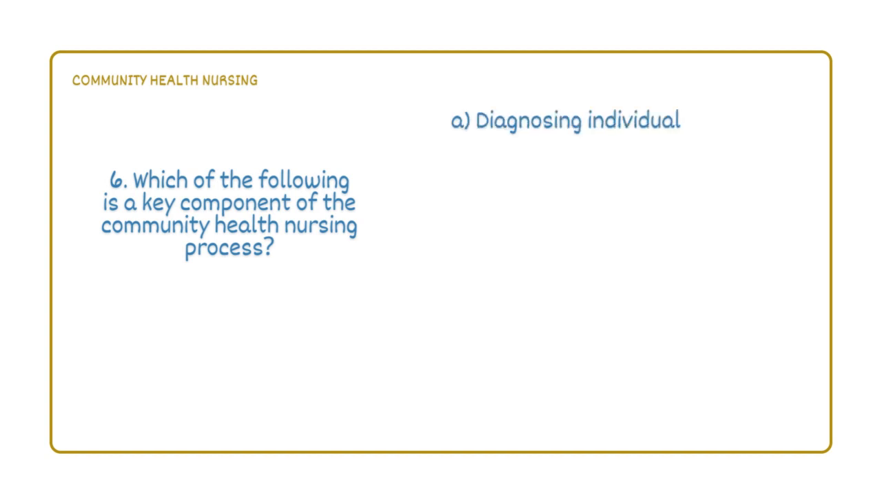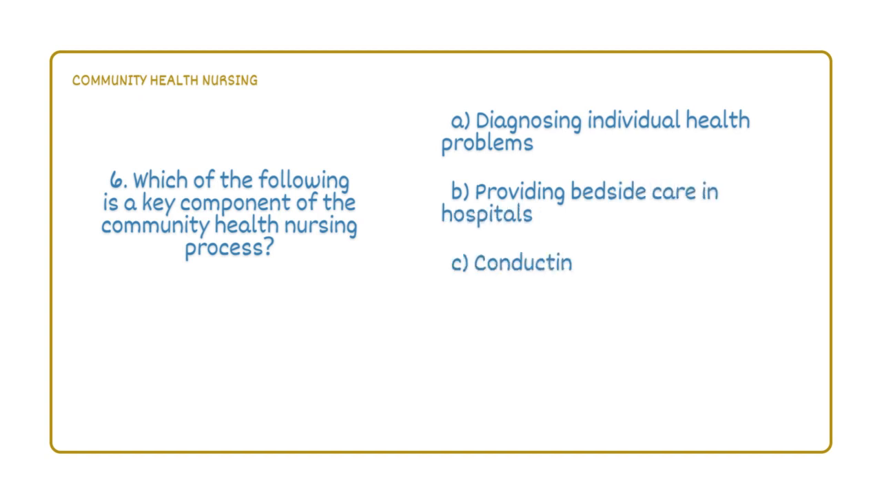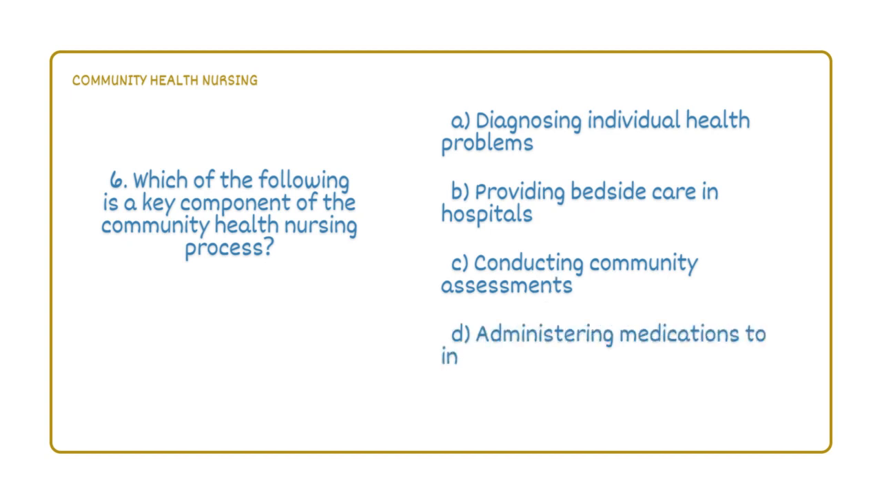6. Which of the following is a key component of the community health nursing process? A. Diagnosing individual health problems. B. Providing bedside care in hospitals. C. Conducting community assessments. D. Administering medications to individuals.